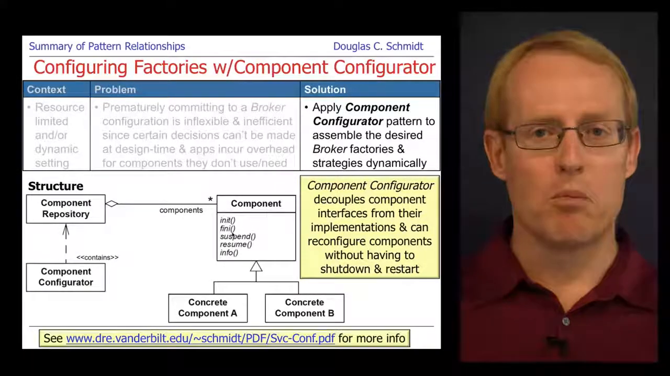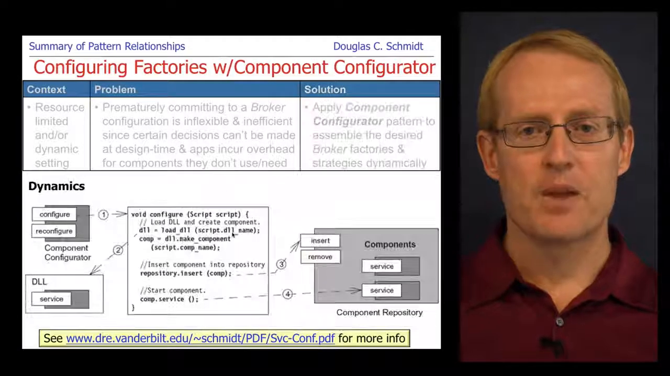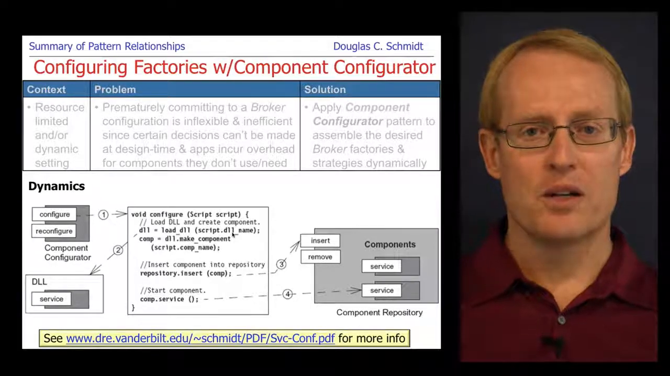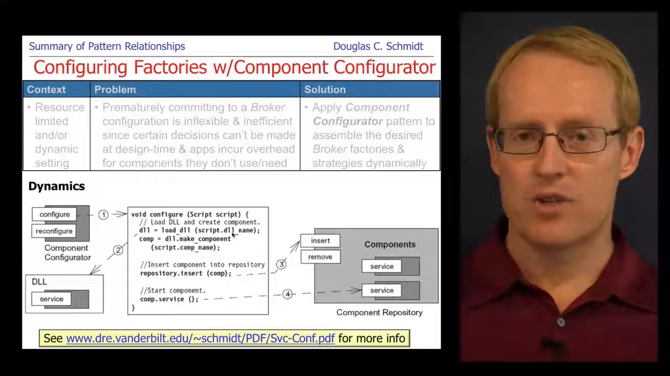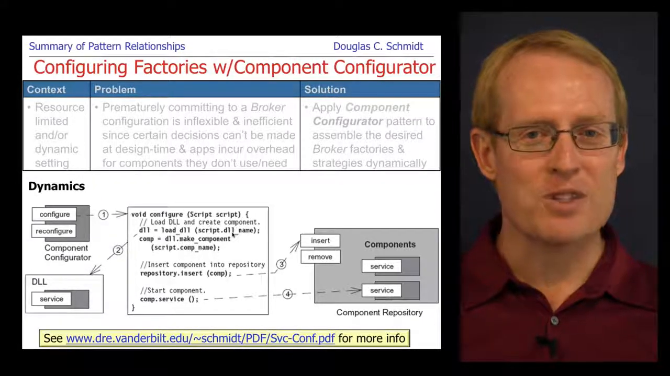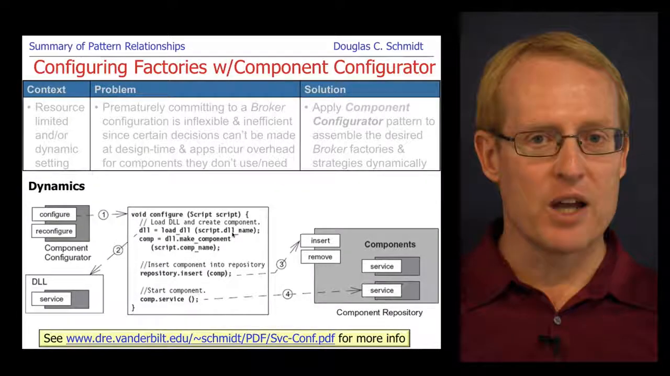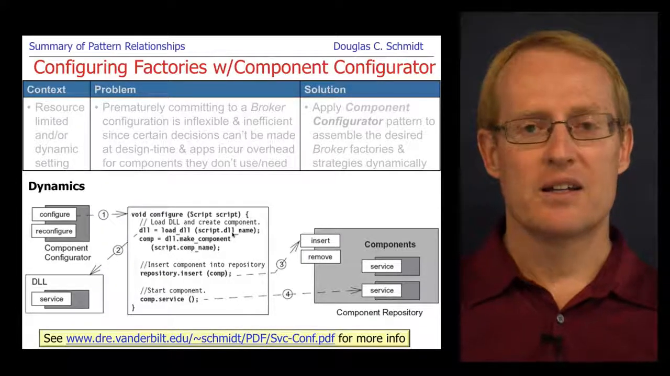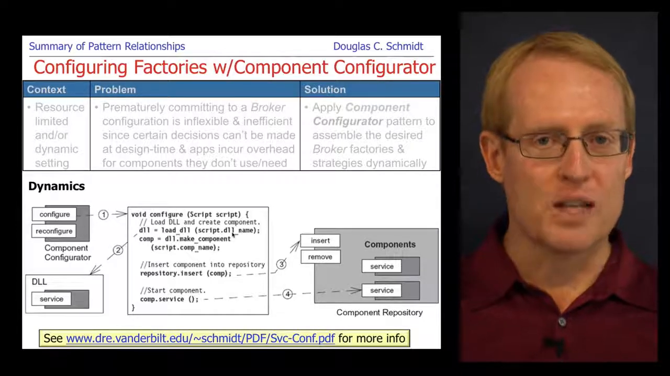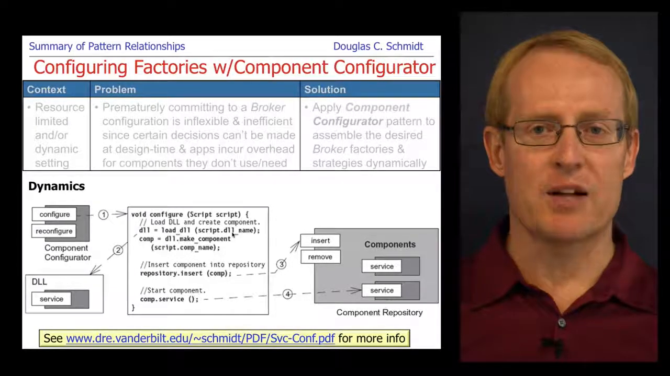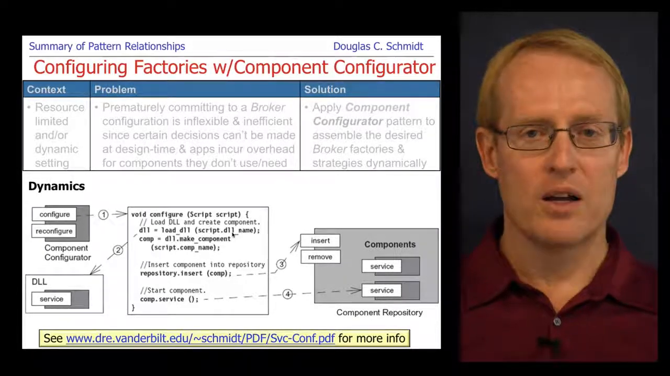You could also take a look at more information about this pattern either in the POSA 2 book or at this resource online. From a dynamics point of view, Component Configurator typically works by having some kind of scripting mechanism that's read by a framework that instructs the framework which services or components or objects, whatever your granularity unit is, to dynamically link in to the system, initialize, and then group together with the other services that have been brought in dynamically.